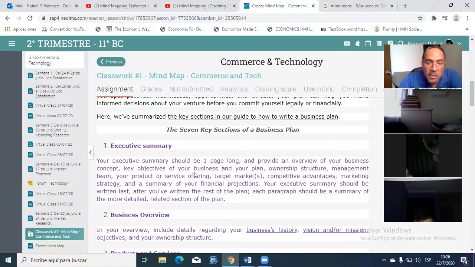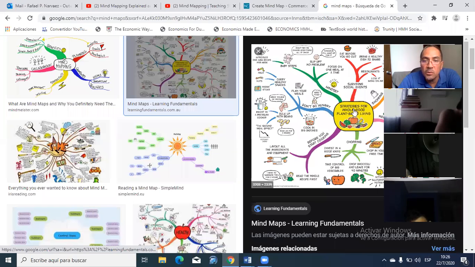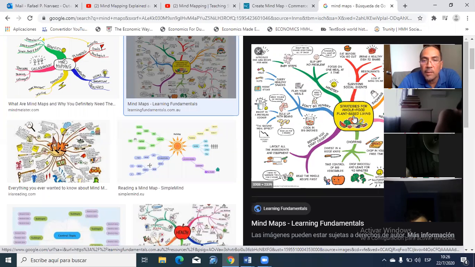For instance, what does the executive summary involve? So the competitive advantage, marketing strategy, and summary of your financial project and so on. Now, if you want to enrich your document, you could go to Google and try to find out more about the executive summary, and then create your mind map. Now over here, you should write how to create a plan.